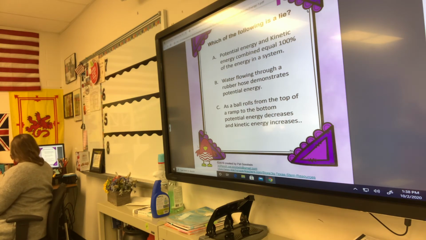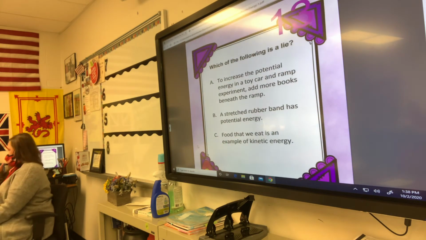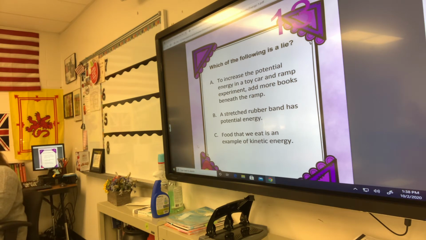Okay, number 13. Alright, which of the following is a lie? A, to increase the potential energy in a toy car and ramp experiment, add more books beneath the ramp. B, a stretched rubber band has potential energy. C, food that we eat is an example of kinetic energy.